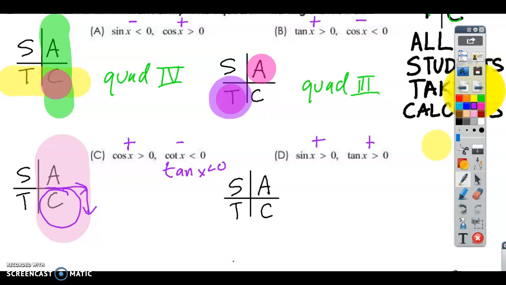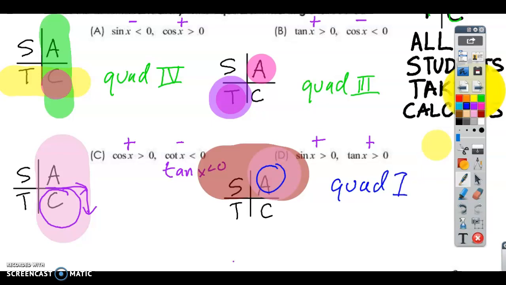All right, and the last one. Where is the sine greater than 0? Where the y value is greater than 0? And where is the tangent also greater than 0? Boom, right there. They intersect right here. So that is quadrant 1.